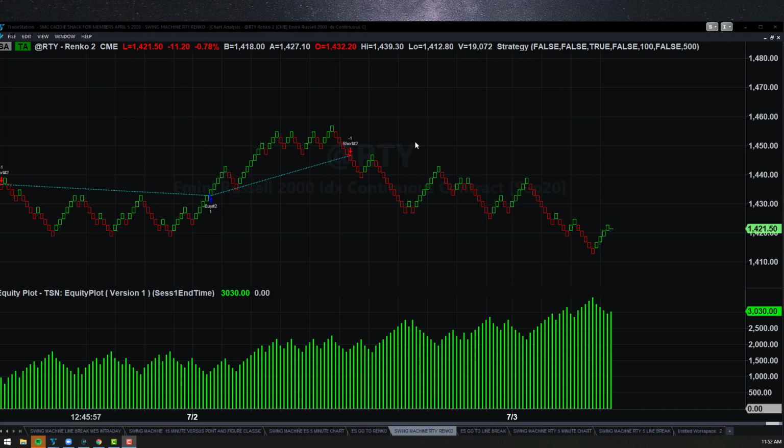Today I wanted to talk to you about Renko charts, price charts in general. This particular chart you're looking at is the Russell 2-point Renko chart. It is running a strategy that we ran last week, and look at this strategy. Beautiful looking strategy, isn't it? Equity curve moving from left to right. Not perfect, it's got a few little drawdowns here, but doing its thing. I wanted to show you something though.